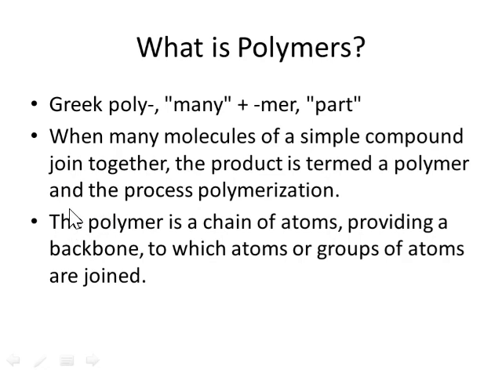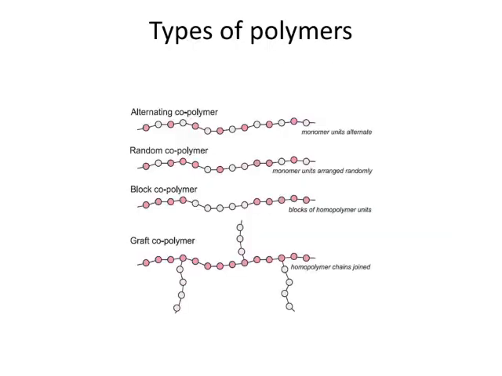The third point is that a polymer is a chain of atoms providing a backbone to which atoms or groups of atoms are joined. Obviously, the chain reactions we discussed in the earlier slides have chains of atoms providing a backbone. That is the structure given to the polymers. Once you have the structure, you can easily recognize it as a polymer. This is the basic explanation of polymers, and I'm moving to the next slide.